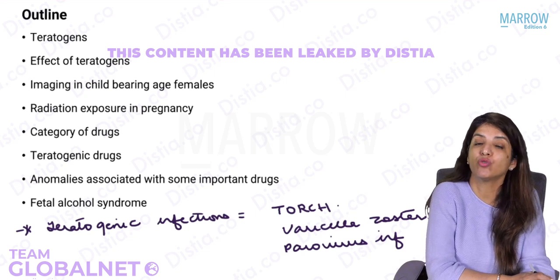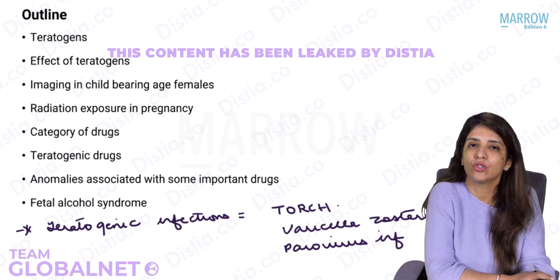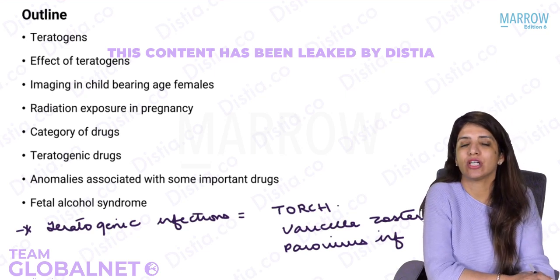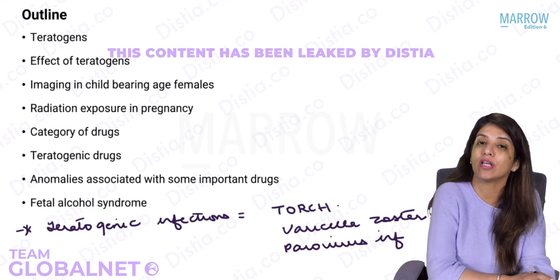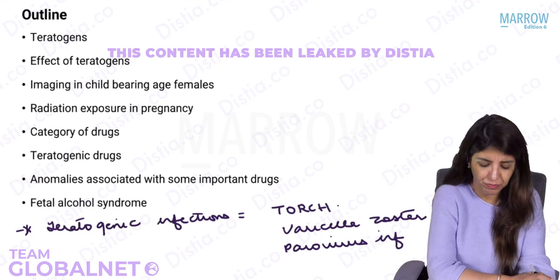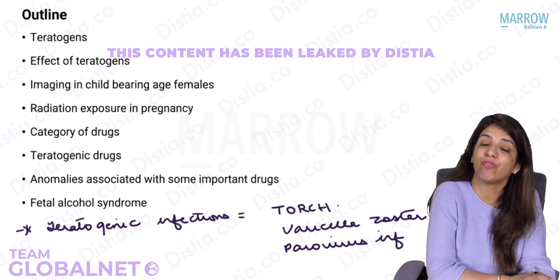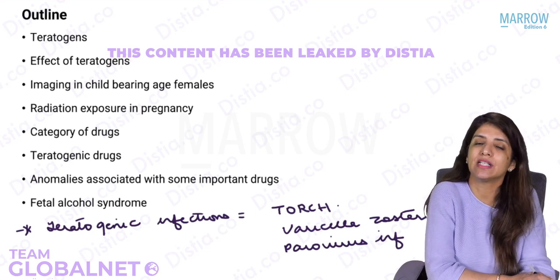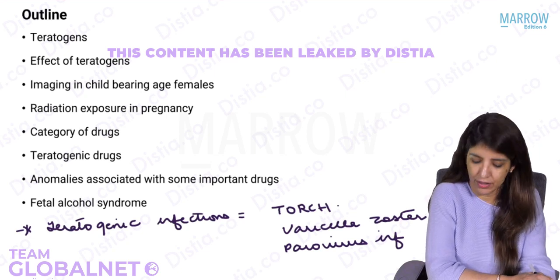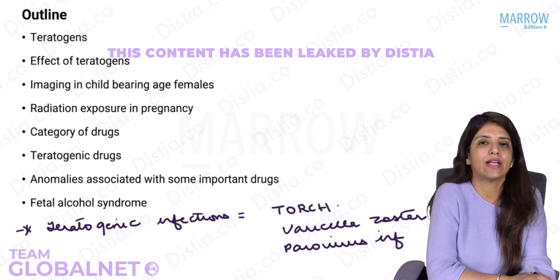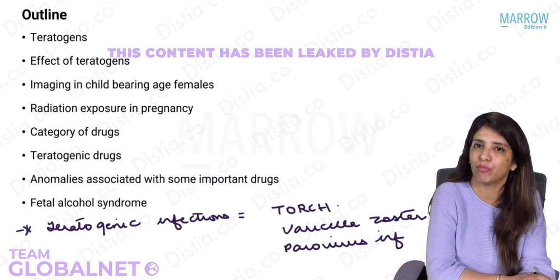We are going to talk about drugs in pregnancy, and that's very important, right? Which drug can lead to which congenital malformation. This is very frequently asked, and this is very important from your image-based questions point of view also. Then I am also going to talk to you about teratogenic infections over here. We are going to do in detail TORCH infections, Zika virus infection, varicella zoster infection, and parvovirus infection. So this is a lengthy topic, but it's a very important topic.